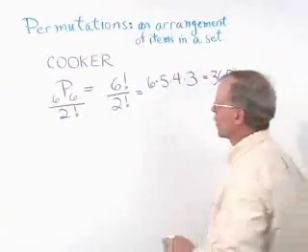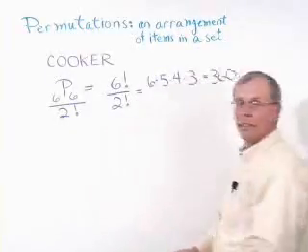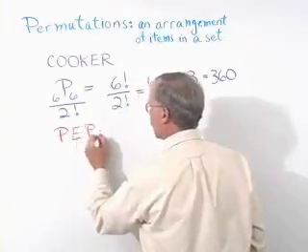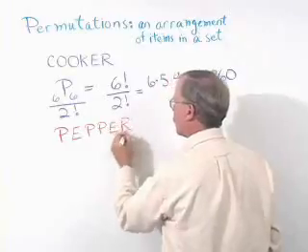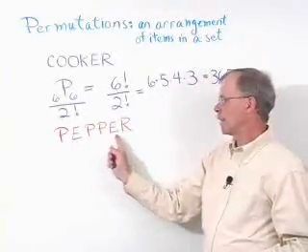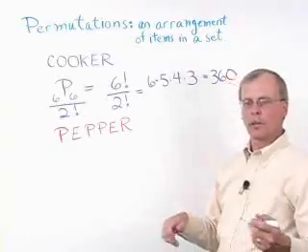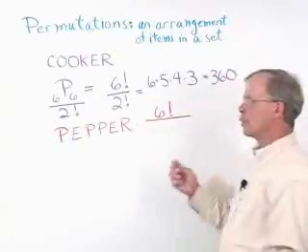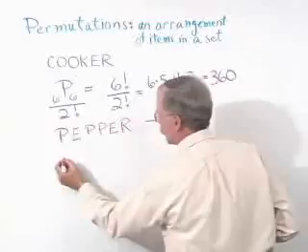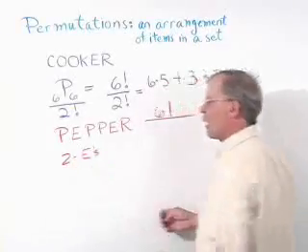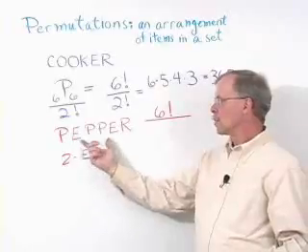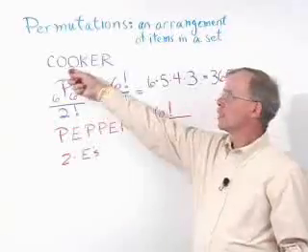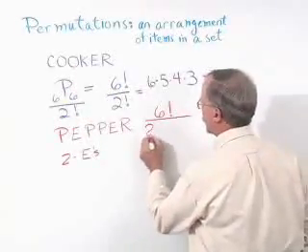Well, let's see what happens if we go to an even more repetitive word. Let's look at the word pepper. P-E-P-P-E-R. Now here's 6 letters, so you'd think we might start out with 6 factorial. However, we do have repeating letters. We have 2 E's. So every time we see an E, we could switch it and we wouldn't know it. So we have to divide out just like we did with the O's in cooker. So we'll divide that by 2 factorial.